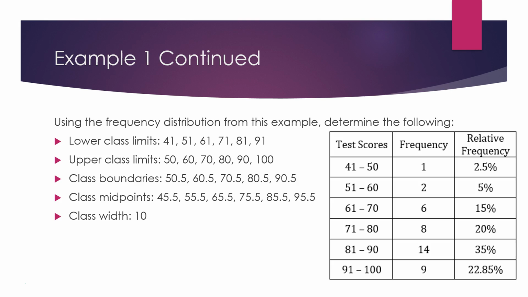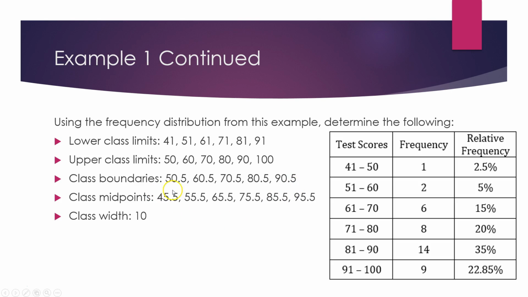The class boundaries are the numbers that are directly in between the end of one class and the beginning of the next class. So the number that's in between 50 and 51 would be 50.5. The number that's in between 60 and 61 is 60.5, and all the way up. They do typically include another class boundary for the end of the last class that you have included. You can really do it either way, but there would be 100.5 for the end class boundary if you ever needed to work with that number.